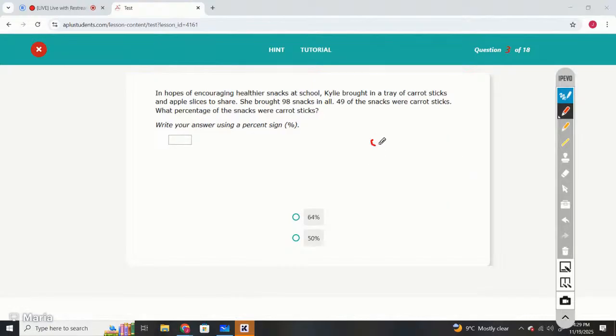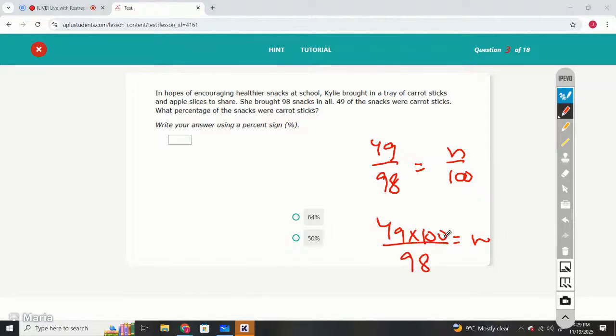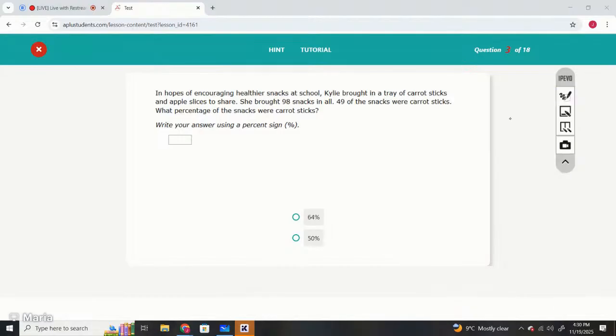So we are given 49 is the part of 98. We need to calculate how much percent, right? So that is n equals 49 times 100 divided by 98. So n is equal to 50%. That means 50% of the snacks were carrot sticks. The correct option is 50%. Option number 2 is the correct option.